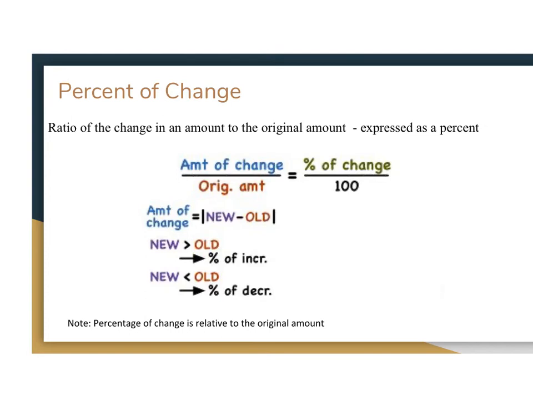Our amount of change is the new minus the old, in absolute value, so it will always be positive. If the new is greater than the old, then we talk about the percent of increase, and if the new is less than the old, then we talk about the percent of decrease. One thing to note: percentage of change is relative to the original amount. That means the change in value is always divided by the original amount, as stated here. So make sure you have this formula. You can put this under the amount of change, have this in your notes.